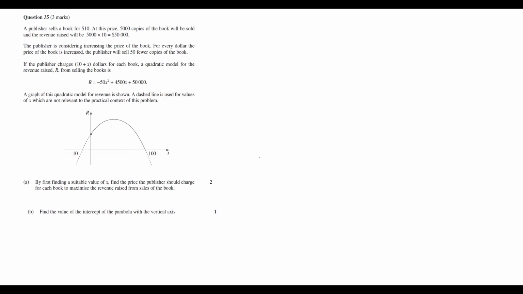Okay, so first thing we should actually do is just look at our problem and see, well, where is the highest revenue? So clearly the highest revenue is this point here, right smack bang in the middle of that parabola. So how do we find the point that is right in the middle of the parabola? Well, we know that we can use the formula X equals minus b over 2a, and that actually tells us the axis of symmetry for any parabola.